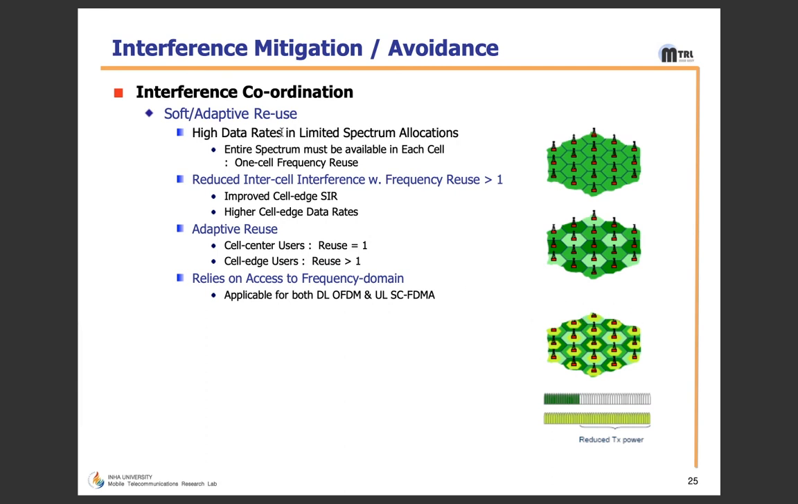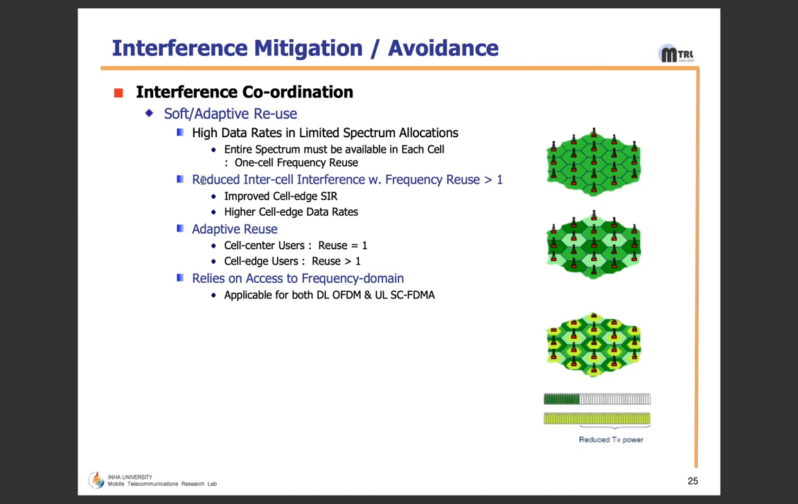The first one is high data rate and limited spectrum allocations. Here one cell frequency is reused, so the same frequency is reused here, and then that frequency is also reused here. The benefit is that the entire spectrum must be available in each cell. At the edges there will be higher interference, as we can see that since they are using the same frequency, the users at the edges will be highly influenced by the interference.